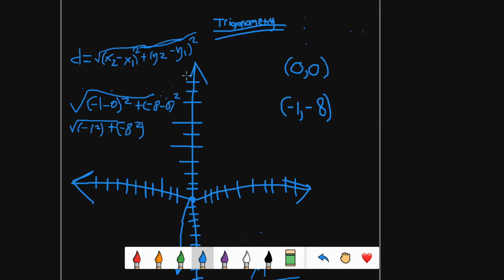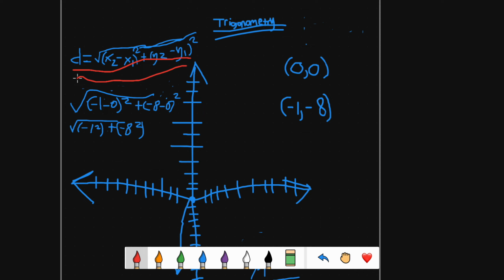So we use the distance formula. The distance formula right here is d equals the square root of parentheses x2 minus x1 squared, plus parentheses y2 minus y1 squared, right?